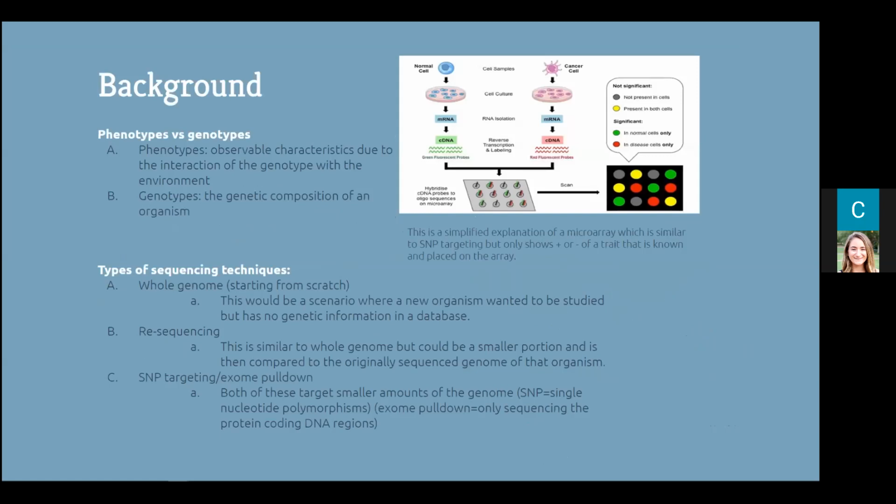First, we're going to differentiate between phenotypes and genotypes. So genotypes and phenotypes are essentially the same thing, except phenotypes are the observable characteristics due to genotypes. Genotypes are the genetic composition and sometimes are represented in a phenotype and sometimes they are not. And so whenever you're looking at something like 23andMe, they are presenting both genotypes and phenotypes.